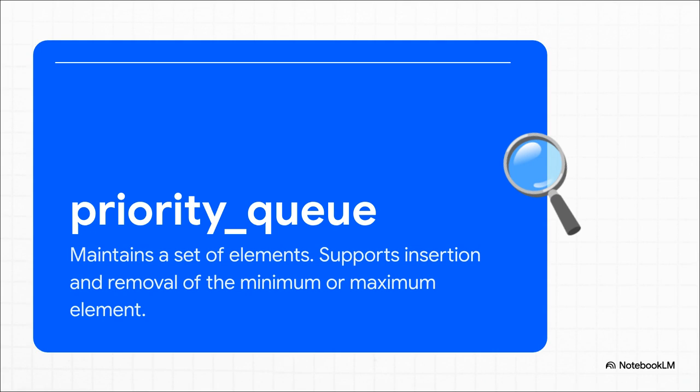Every item you put in has a value or a priority, and the priority queue magically rearranges itself so that the highest priority item, which by default is the largest element, is always sitting right at the top, ready for you to grab in O(1) time. It's incredibly efficient, usually implemented with a data structure called a heap.